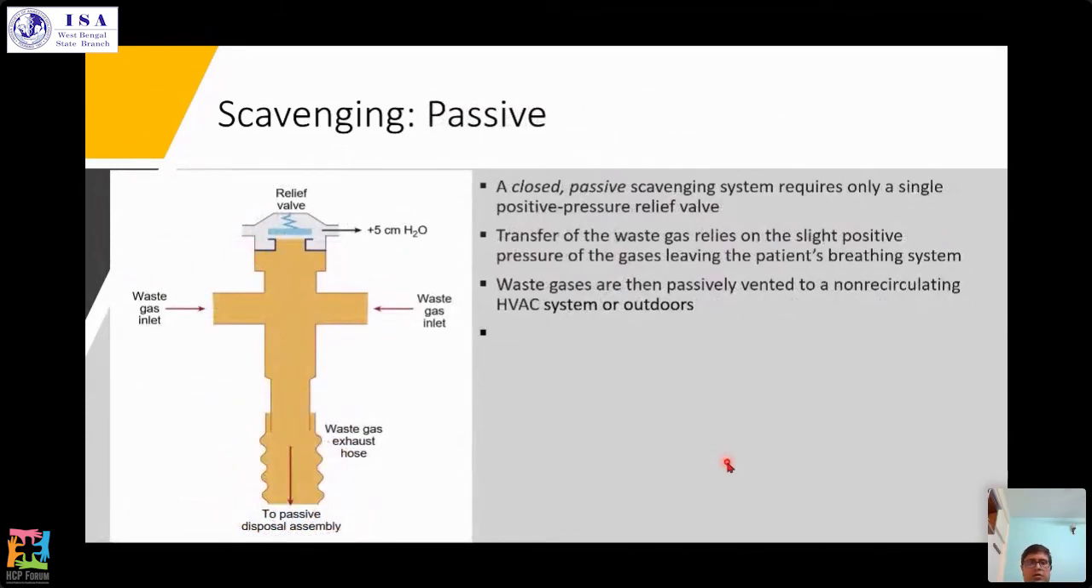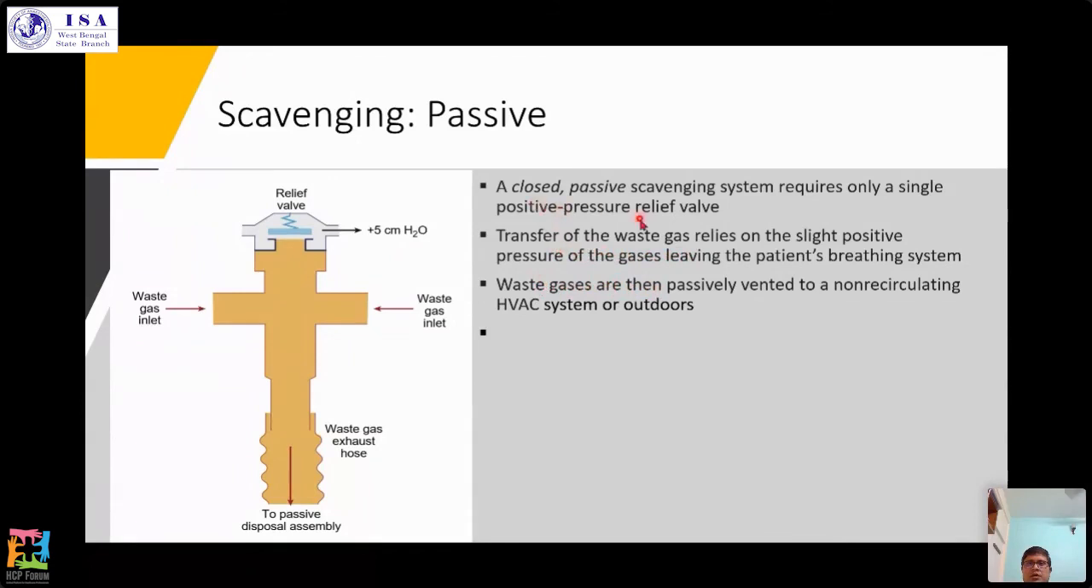Now, we're very close to the end. The passive scavenging system, this system is quite simple. If we do not have a reservoir bag here, the system is very simple. What you have got is a waste pipe inlet, and this just goes out to a passive disposal assembly, which is nothing but a thick, stiff tube resistant to kinking, which opens outside. The only problem that can occur here is that there can be a huge amount of gas which this pipe will not be able to cope with, or the pipe is kinked or bent, increasing resistance. So we have to have a relief valve. We have a relief valve here which will open if the system is pressurized to more than 5 centimeters of water. So the patient circuit is not pressurized.